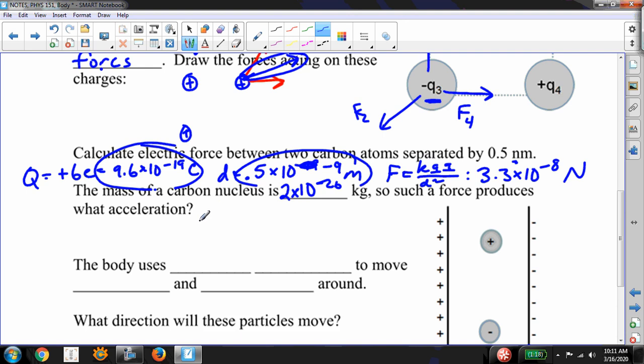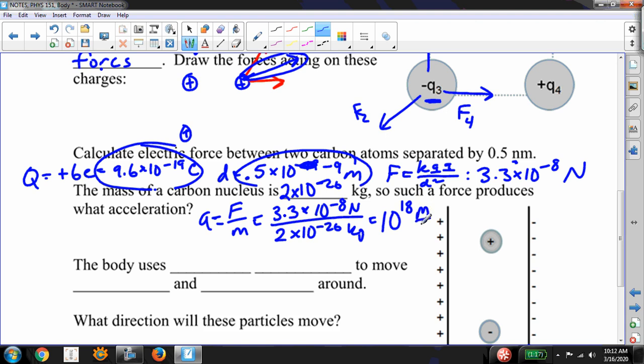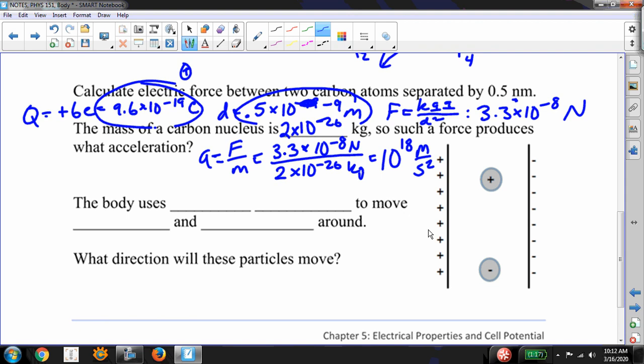So I can calculate the force, or I can calculate the acceleration that this force produces. I know from Newton's second law that a is equal to F over m. If a is equal to F over m, that means that my acceleration is 3.3 times 10 to the minus 8 divided by that mass, 2 times 10 to the minus 26 kilograms, and even though it seems like a really small force, it gives me a very large acceleration, or 10 to the 18th meters per second squared. That's a 1 with 18 zeros behind it.